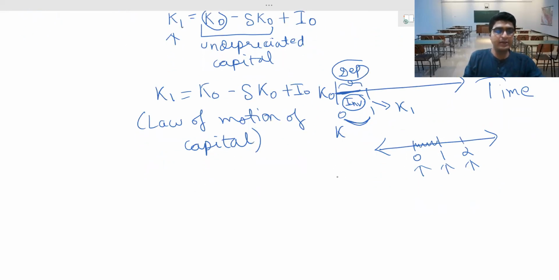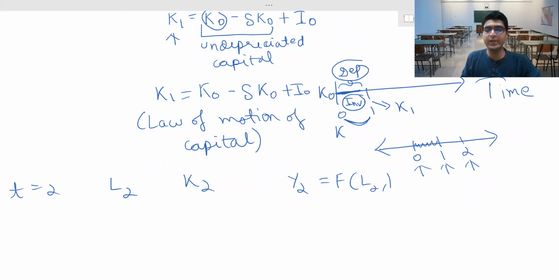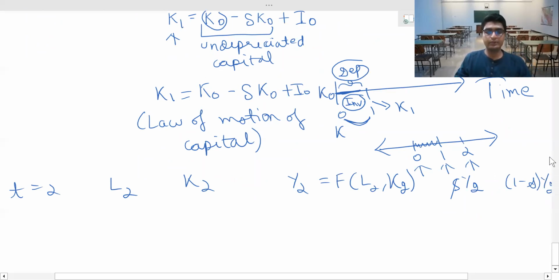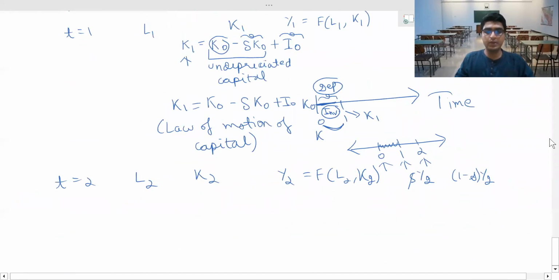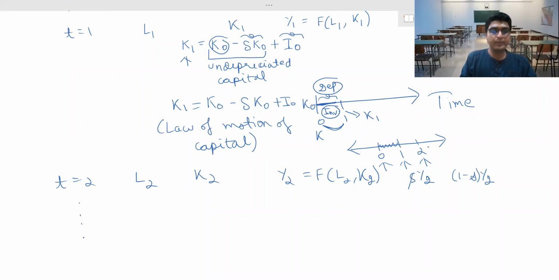So similarly time period 2 will come: labor at time period 2, capital at time period 2, output at time period 2, which will depend upon L2 and K2. Then there will be saving in time period 2, saving rate into output, and then there will be consumption in time period 2. So this thing will keep on going, and in general.